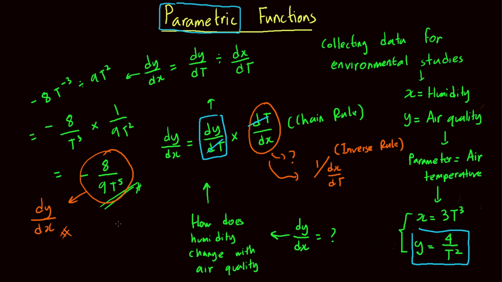Okay, so now we've managed to find out how the humidity changes with respect to air quality. Basically it's just negative 8/9 over t to the power of 5, temperature to the fifth power. So that's the general idea of parametric functions, and I've given a very dumbed down example, but there are many examples where x and y would be a measure of real world phenomena related to a specific parameter. And that's how they'll end up being represented.